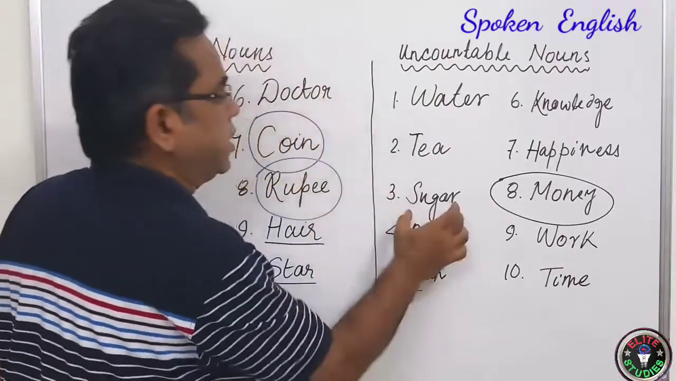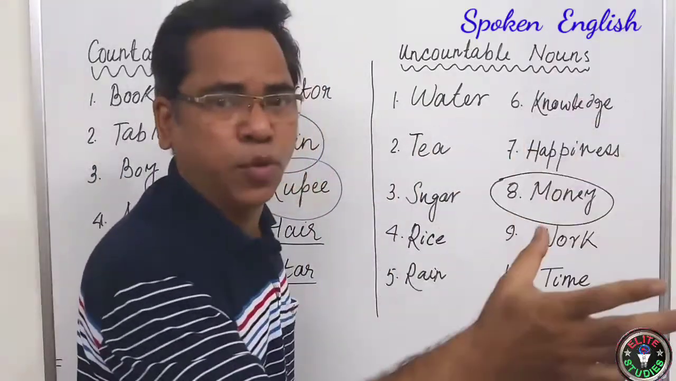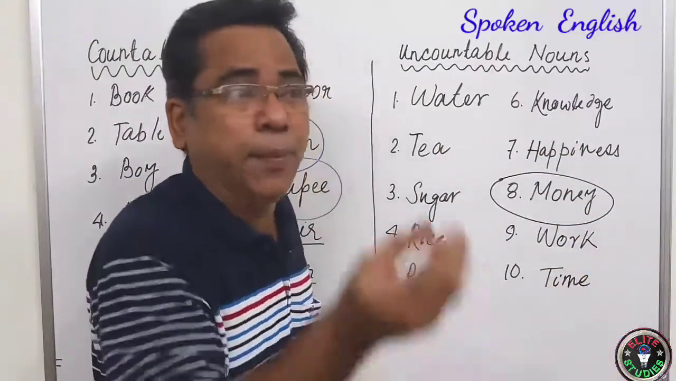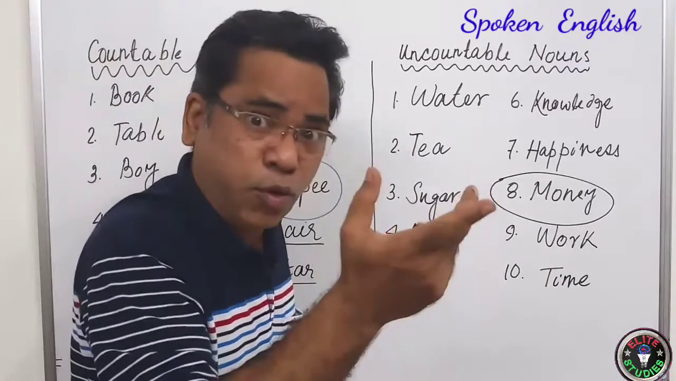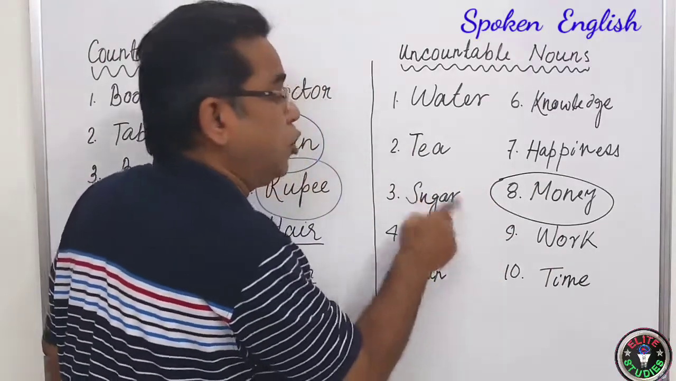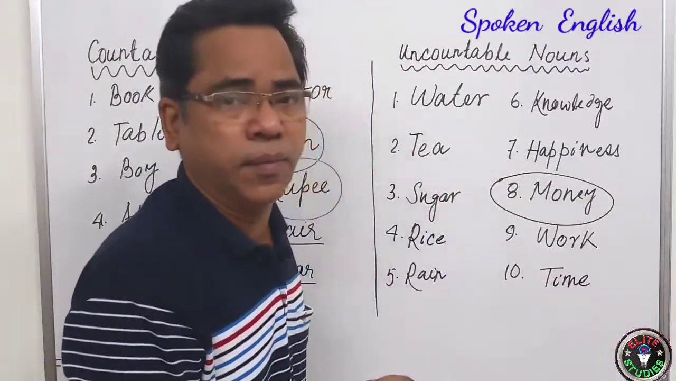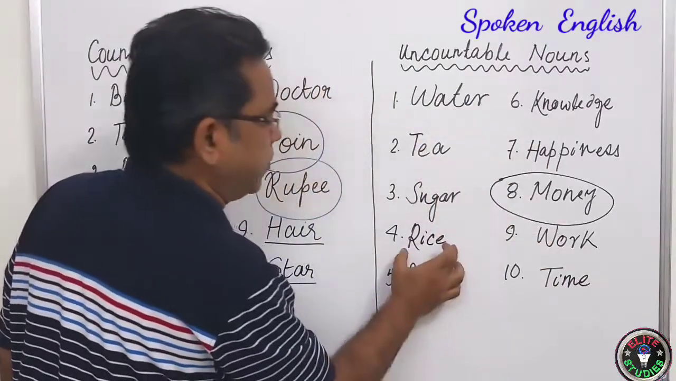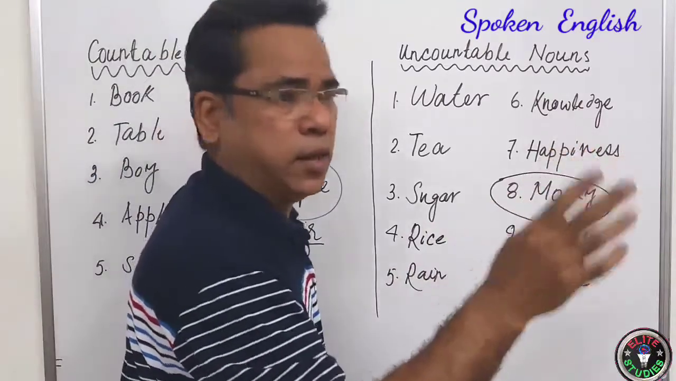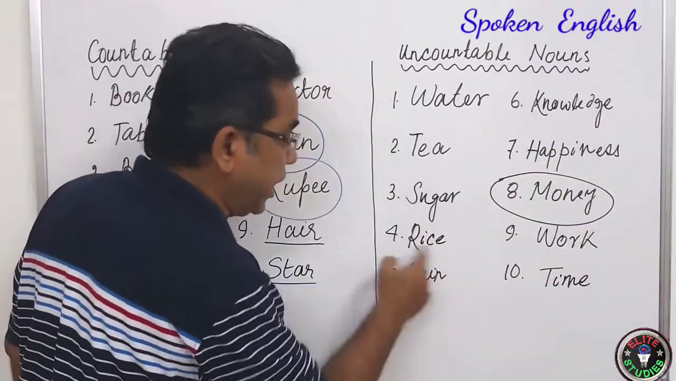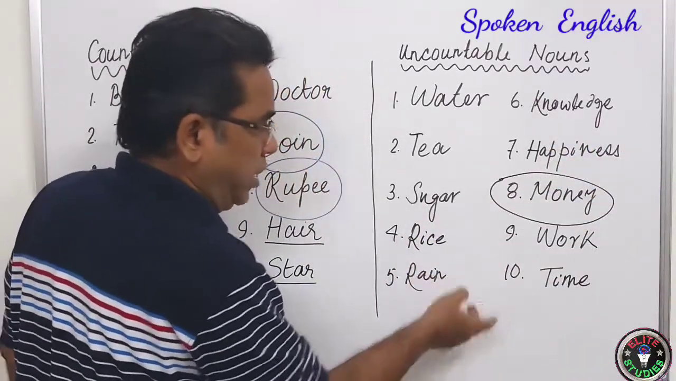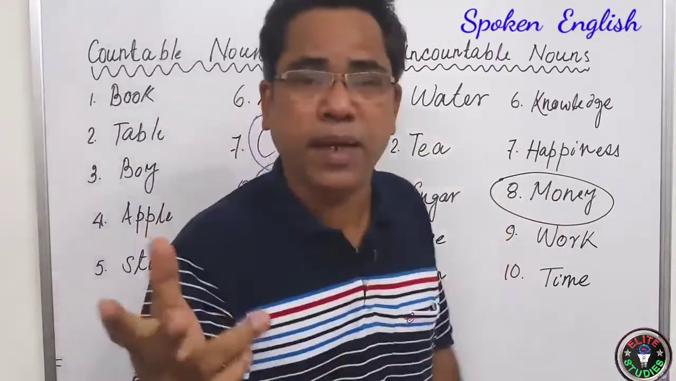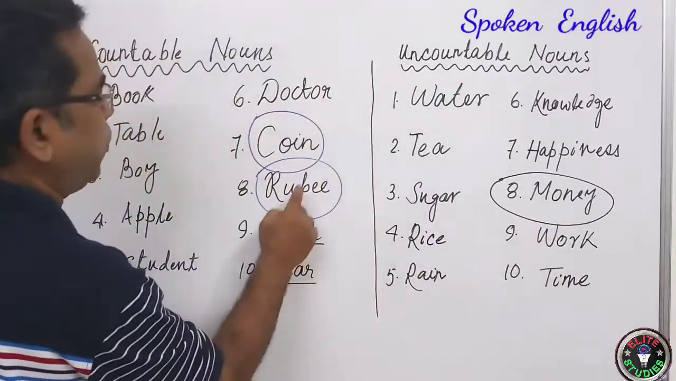Now sugar: yes, you can say a bag of sugar, a sack of sugar, a bottle of sugar, a pinch of sugar, a bit of sugar, but you cannot say there are 2 sugar. I need 2 sugar in my coffee, you cannot say. Similarly tea, coffee, rice. We cannot say 2 rice, 3 rice, 4 rice. So much rice. Rain, I told you, not rains. Now money: you cannot use 2 money, 3 money, but you can use 2 rupees, 3 rupees, 50 rupees.